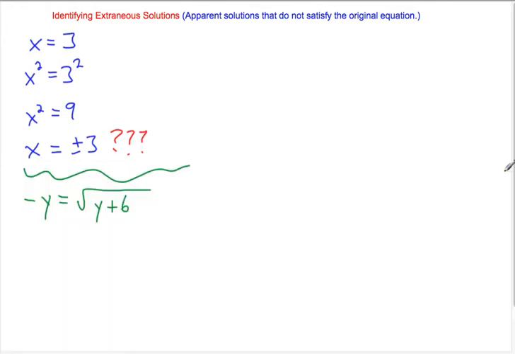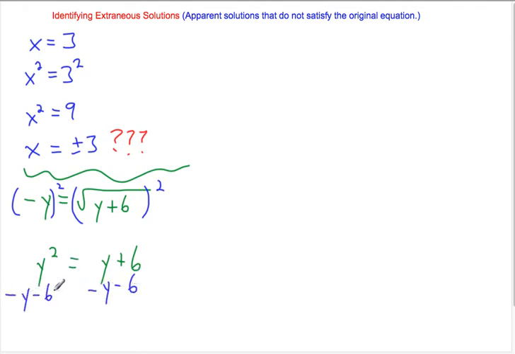So let's try it out. So here's an equation. Looks like our root is isolated, so I'm going to go ahead and square both sides of this equation. So we end up with y squared equals y plus 6. And now I guess I'll just set it equal to 0 by subtracting y and 6 from both sides.